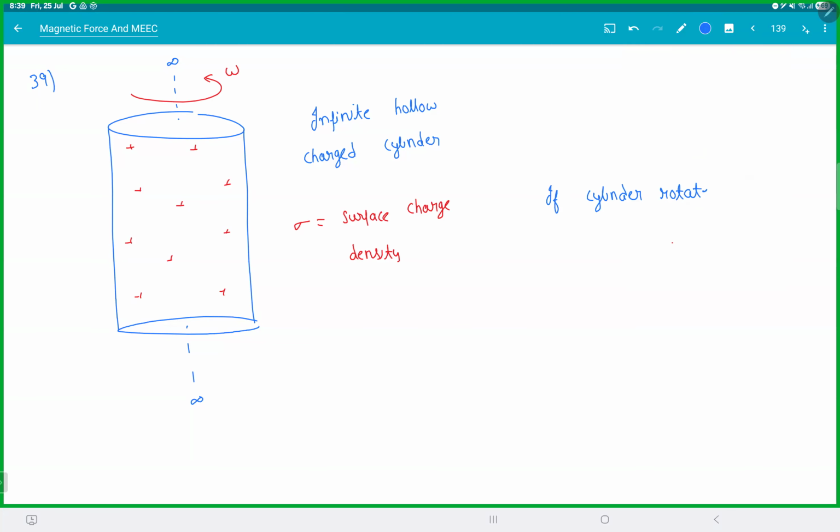This is something I kept on telling you from the last few classes. If a charge rotates in a circle, it behaves like a current loop. If there is a current loop, there's a magnetic field. In the last class, the question we did, if you remember, an infinite sheet was moving, it behaved like a current sheet. Infinite charge sheet moving with speed behaved like a current sheet. So what does this behave like? Find the B inside the cylinder.